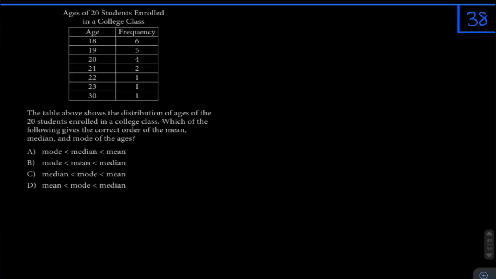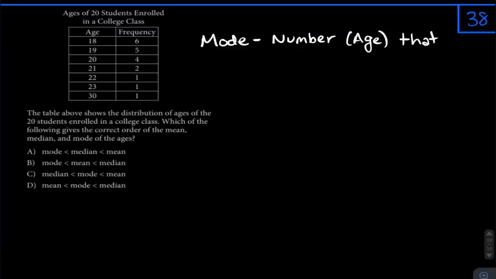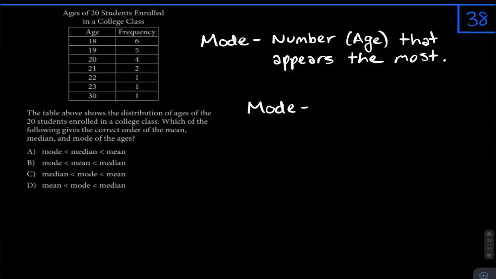The mode is the number, in this case the age, that appears the most. Which age would that be here? It would be 6, right? That's the age 18. So the mode here is 18.